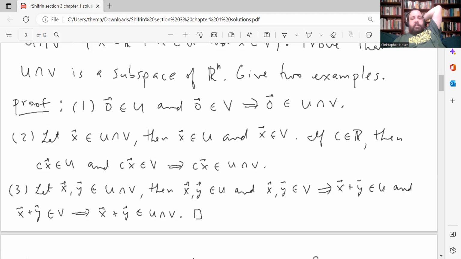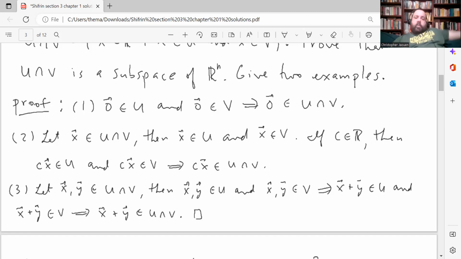That means that x is in U, x is in V. Then for any scalar c, that means that cx is in U and cx is in V, because they're both subspaces, right? And that implies that cx is in the intersection. Right? And then lastly, property number three, let x and y be in the intersection of U and V.